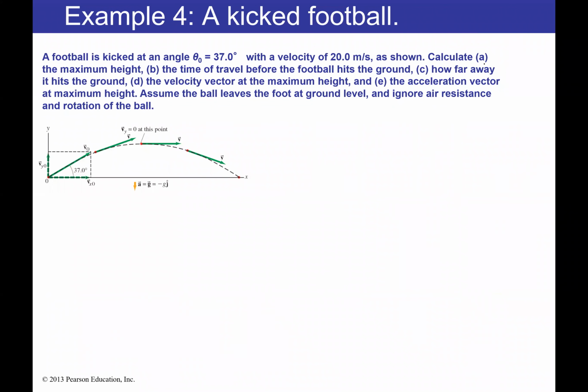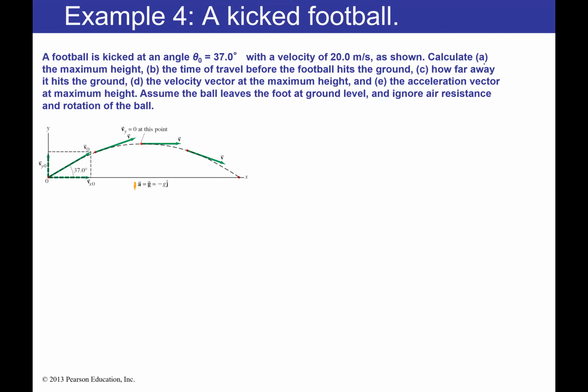All right, so let's look at another example here. We have a football that is kicked at an angle of 37 degrees with a velocity of 20 meters per second as shown. So calculate the maximum height, the time travel before the football hits the ground, and how far away it hits the ground, and the velocity vector at the maximum height, and the acceleration vector at the maximum height. All right. And we're going to assume that the ball leaves the foot at ground level and ignore air resistance and rotation of the ball.